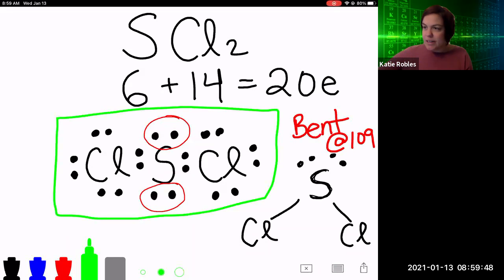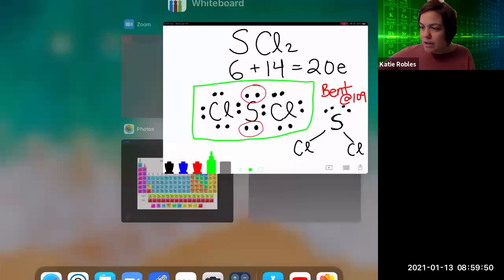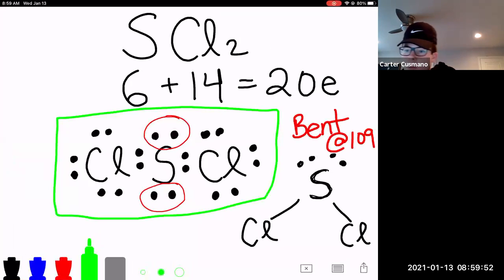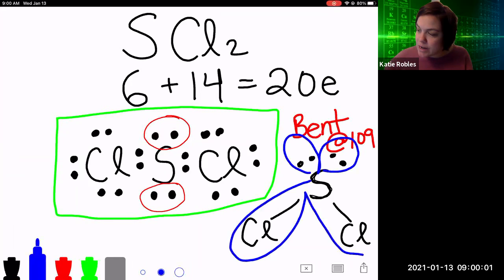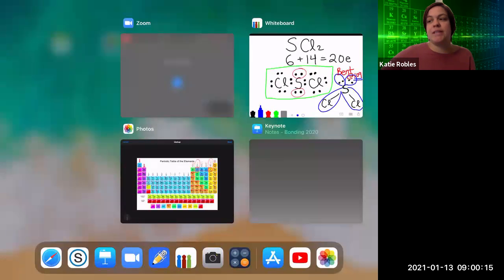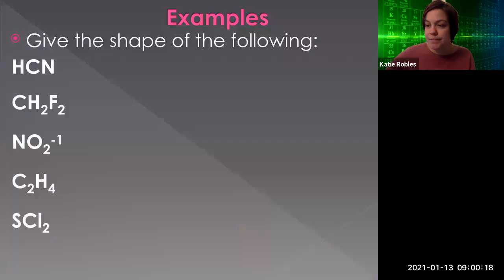linear thing there. Mr. Robles? Yep. How'd you know that was 109 and not 120? Because at the end of the day, I have 1, 2, 3, 4 things attached to it. And if I have 4 electron domains, I have 109. If I have 3 electron domains, then I have 120. So it was because there were 2 lone pairs instead of just 1 lone pair.